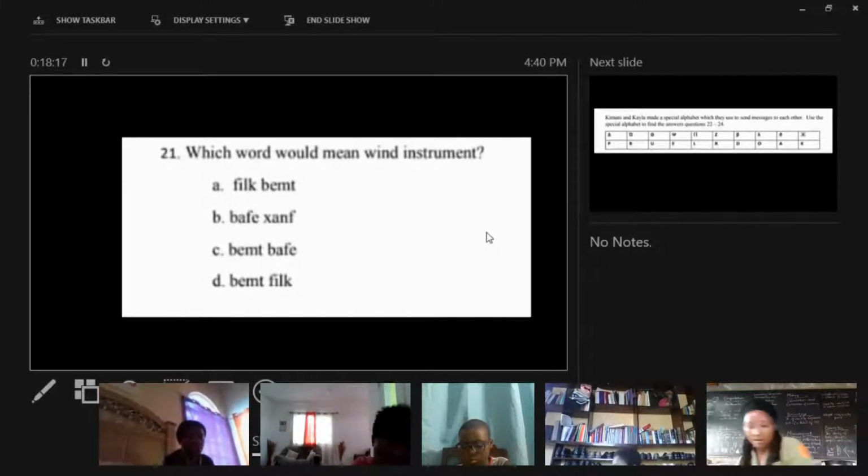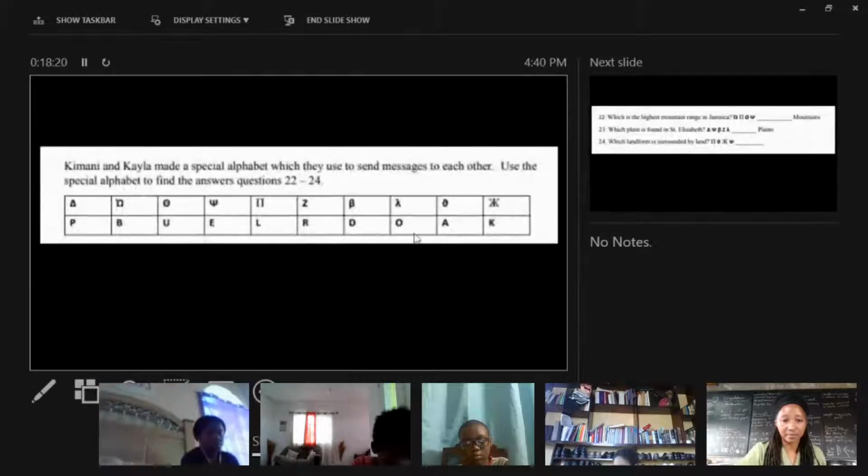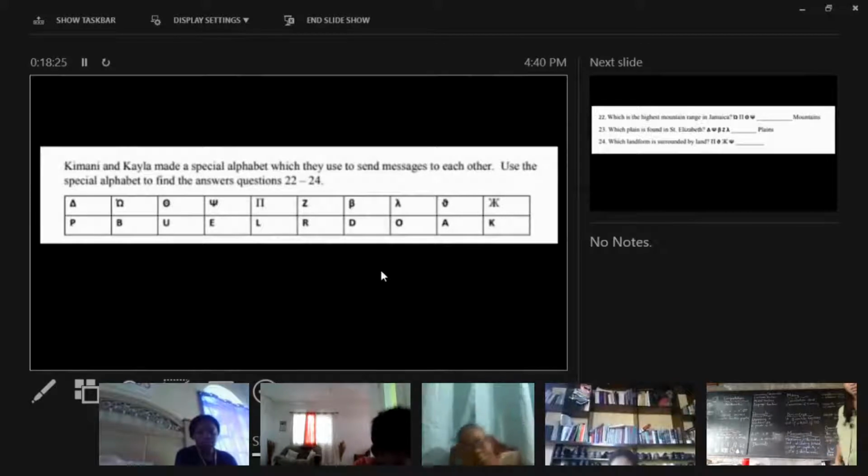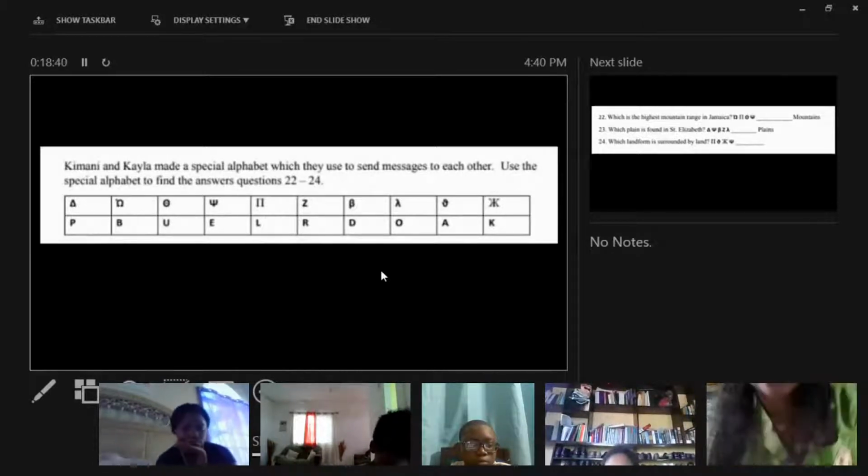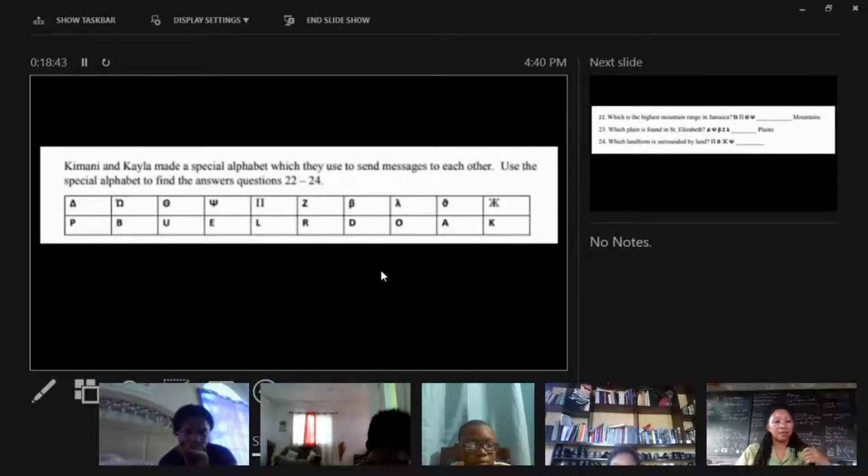All right, so let's go to the next slide. John, read that one for me, please. Kimani and Kayla made a special alphabet, which they used to send messages to each other. Use the special alphabet to find the answers. Questions 22 to 24.